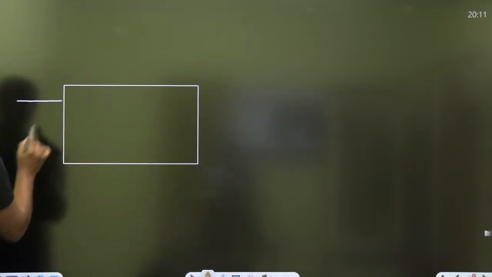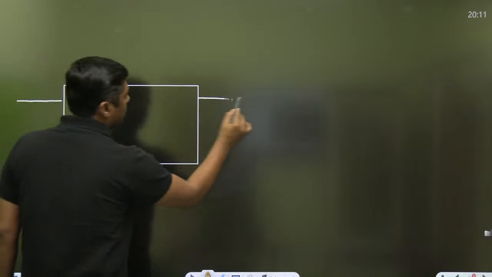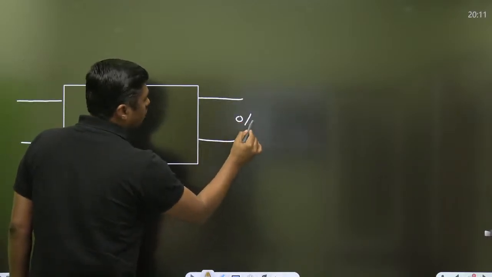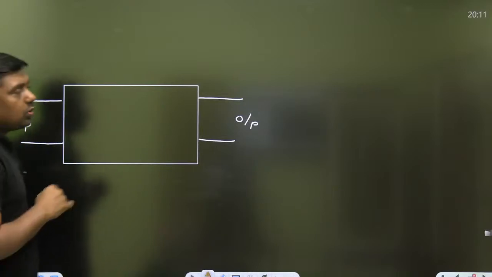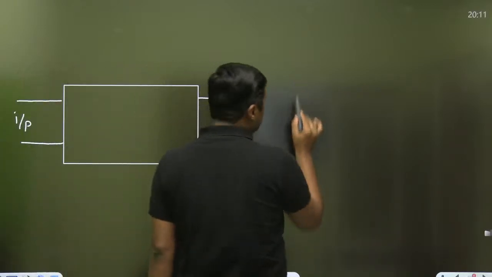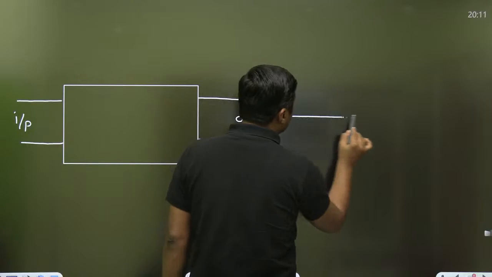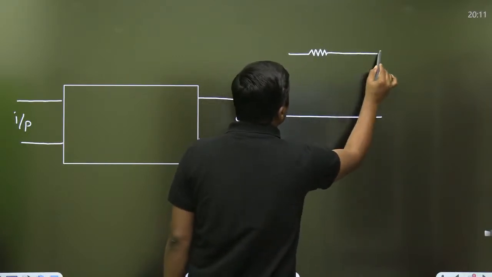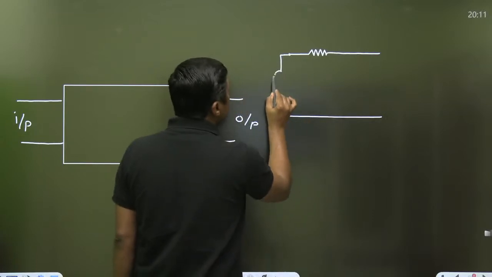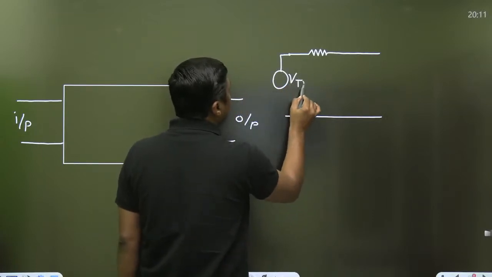Right, this is called a two-port network. This is called output, this is called input. If it is a linear network, then we can find a Thevenin's equivalent of this network. There will be one resistor, and one voltage source, that is called VTH.